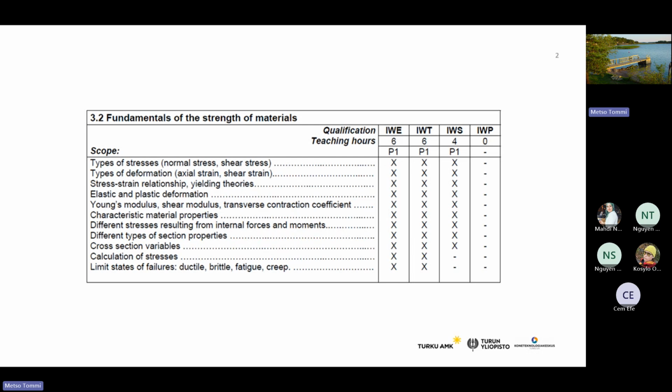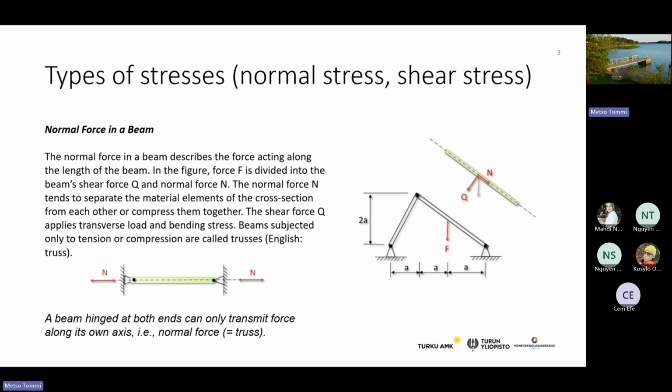So here are these subjects. As you can see, those pictures are similar to those in the autumn course. But the first subject is normal force in a beam.